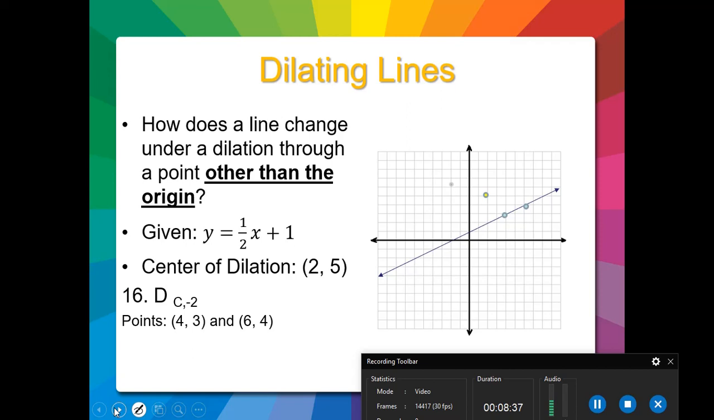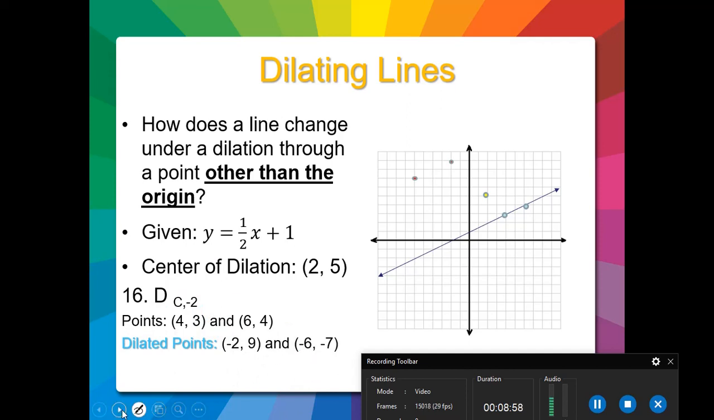And we'll plot that point. We're going to do the same with 6, 4. We're going to rise 1 and run 4. Rise 1, run 4, and one more time, run 4. And I've got another point here. So my new ordered pairs that will be on my image are -2, 9 and -6, -7.